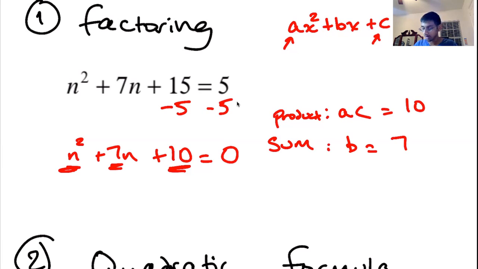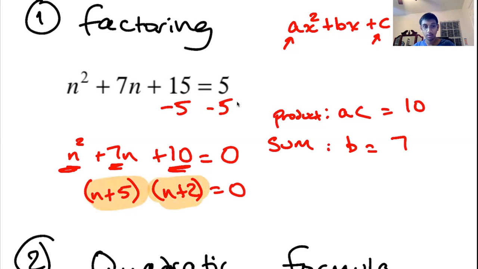It would be 5 and 2, right? So you'd have n plus 5 and n plus 2. And we have to, of course, leave this set equal to 0. So now I'm going to take each of these individual factors right here and set each of those equal to 0, right? So I'm going to make two mini equations.